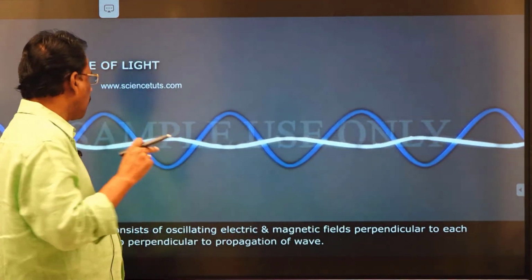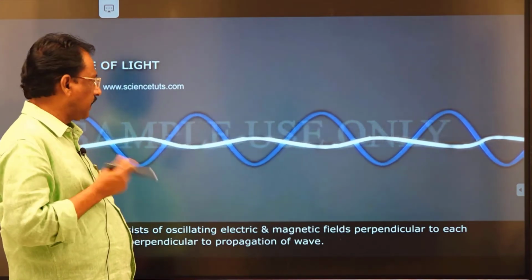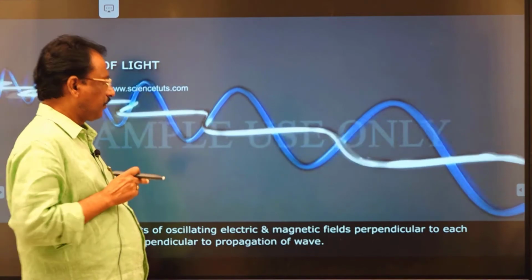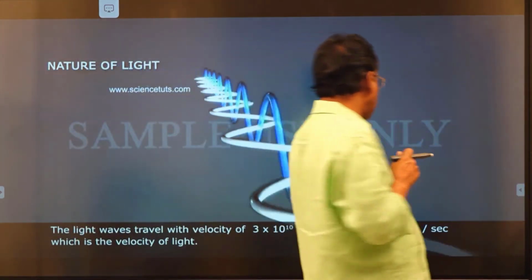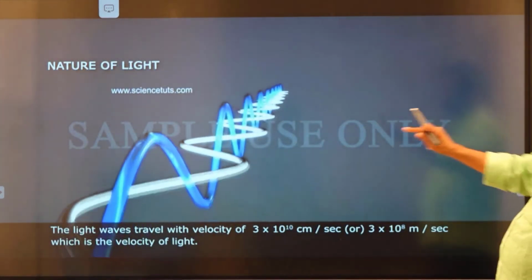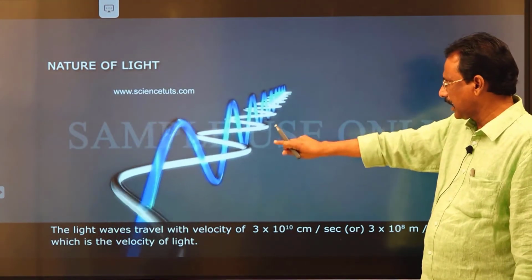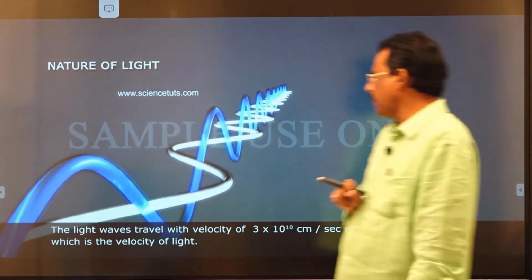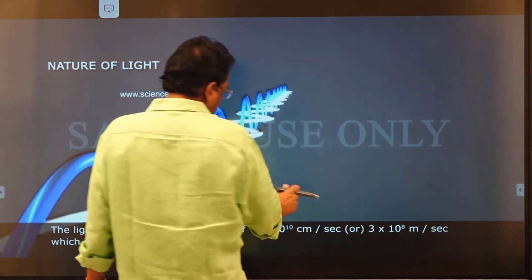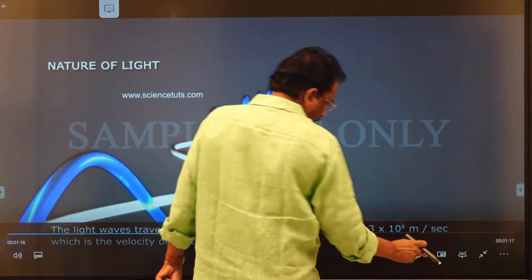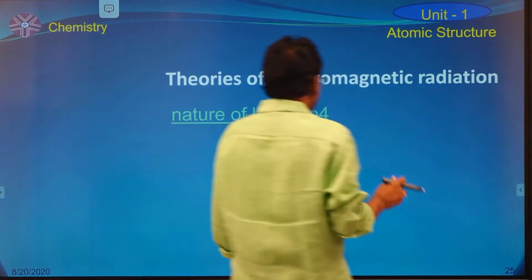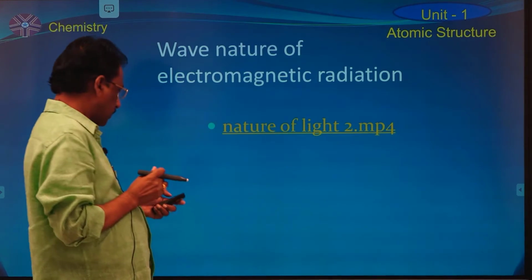Now, according to Huygens' wave theory of light, the light is propagated in the form of a wave. Along the path of the light, both the electrical field and the magnetic field are developed. These two fields are mutually perpendicular to the path of the light also.